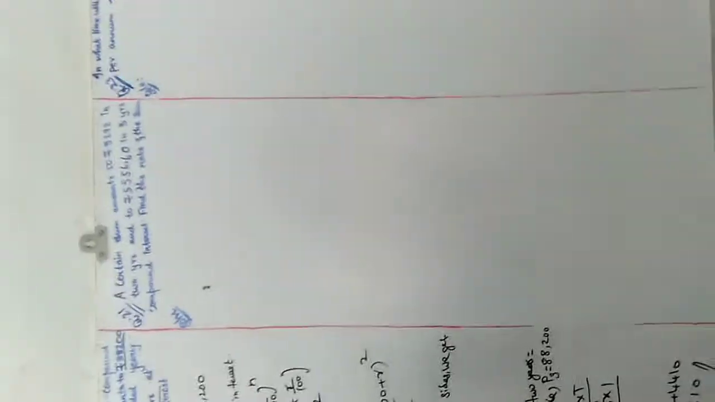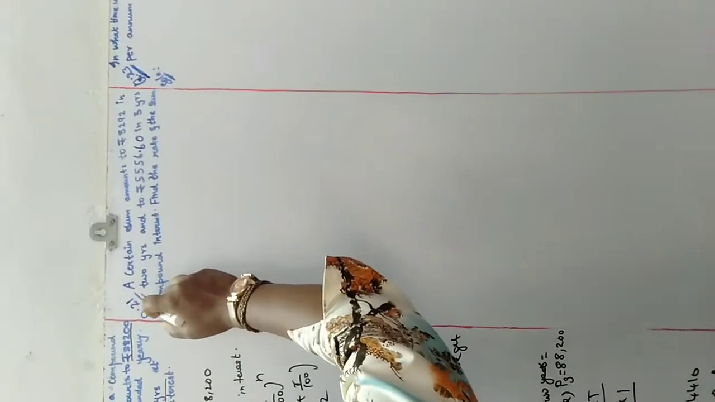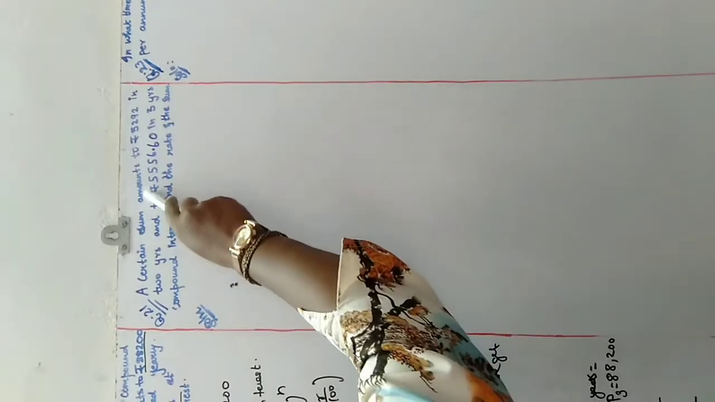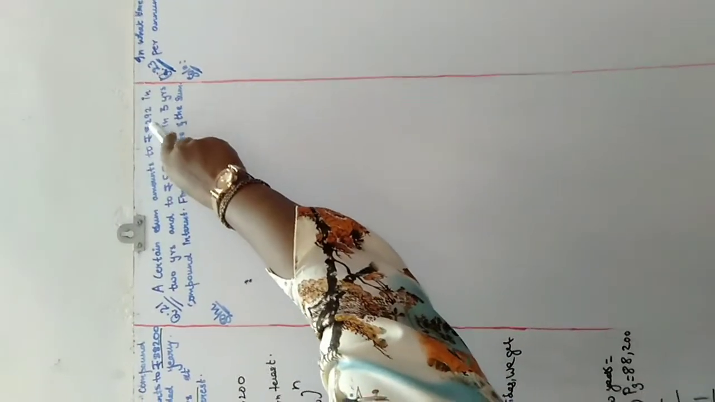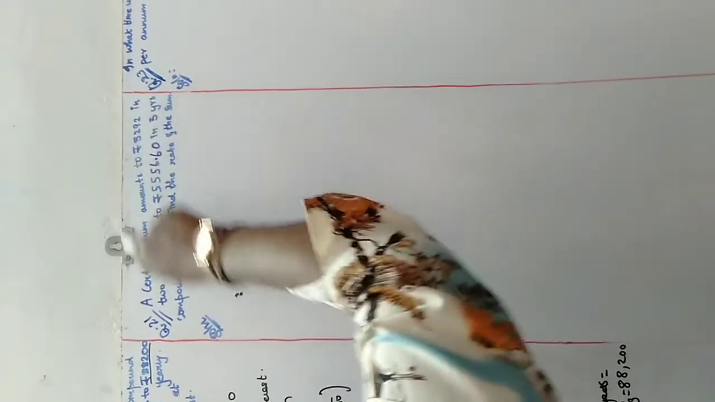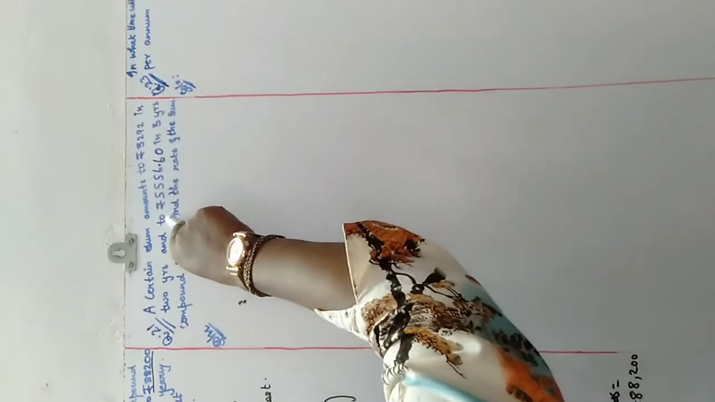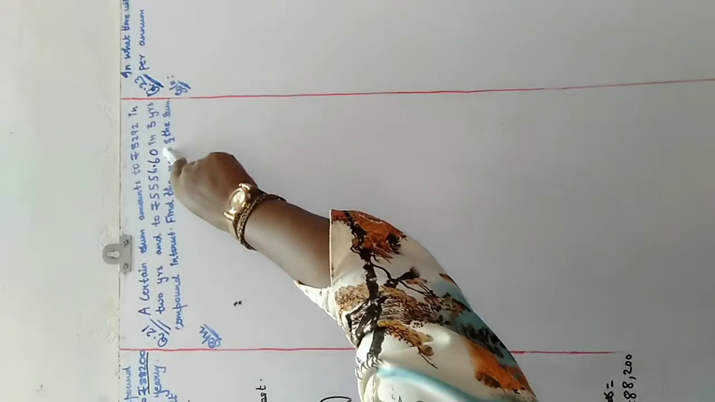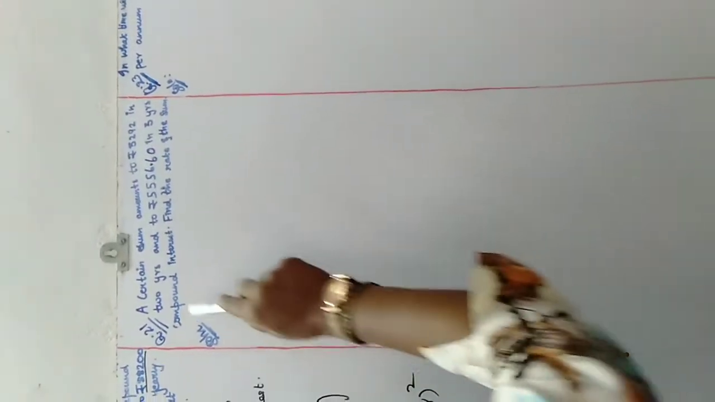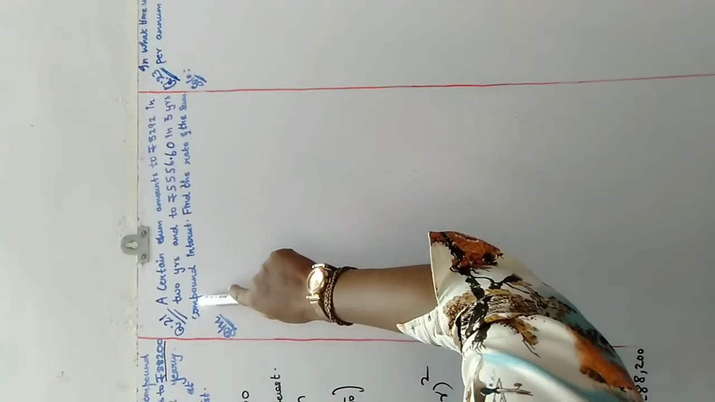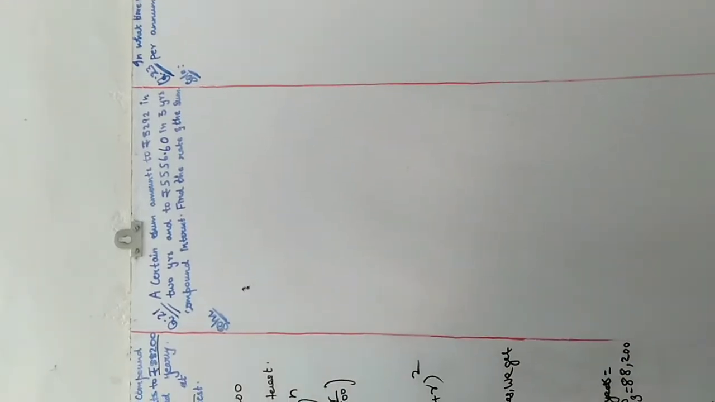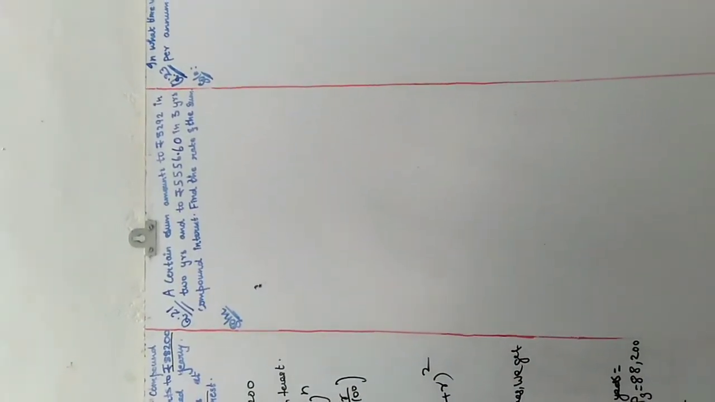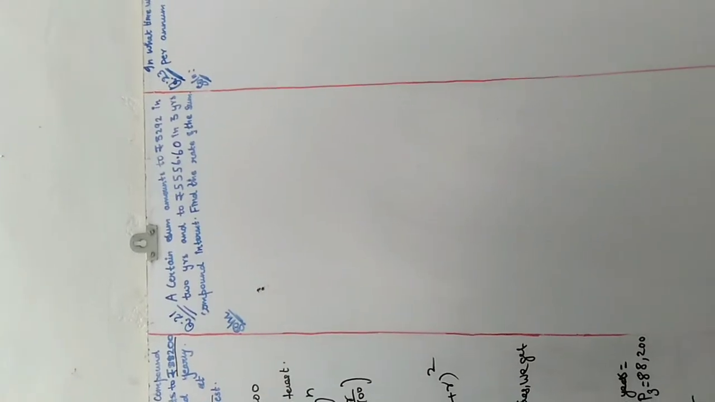which is what? Question number 21 in exercise 2.1. A certain sum amounts to rupees 5,292 in 2 years and to rupees 5,556.60 in 3 years, that is, in 3 years compound interest. Okay, so we are supposed to find the rate of interest and the sum.